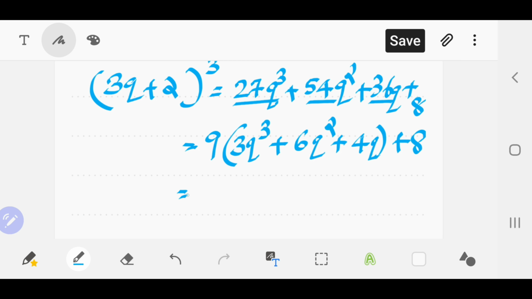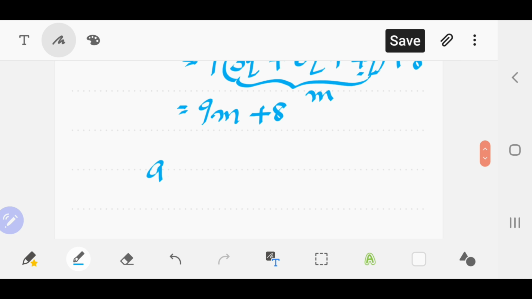Just take out 9 from the first three terms and then rewrite. In the next step, as I explained before, this is an integer, this is an integer, and this is also an integer. So these three integers together form another integer. We can write all of this together as any integer m. So this is 9m, then plus 8. So a cube can be written as 9m plus 8. So this is our third equation.